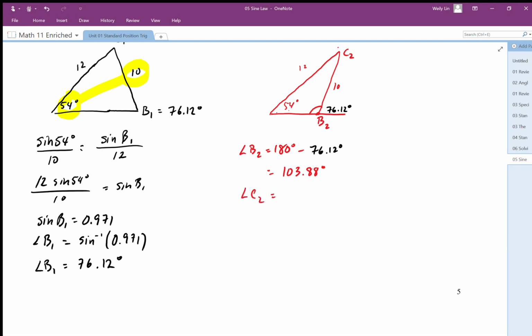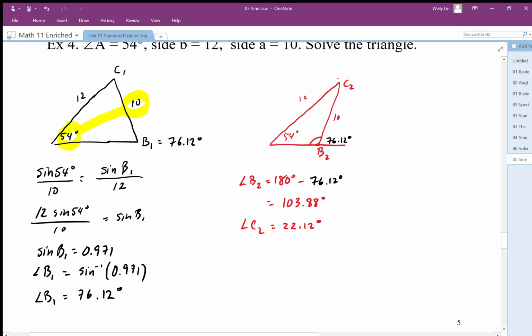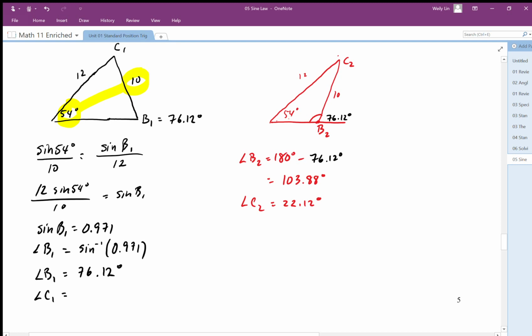Angle C2 is going to be 180 minus 103.88 minus 54 degrees as well. So angle C2 is 22.12 degrees. The angle up here in the other triangle we call C1. So angle C1 will do the same thing. It's going to be 180 minus 54 minus, in this case, 76.12 degrees. It's going to give us 81.88 degrees. So this angle in here is 81.88 degrees. This angle up here in this triangle is going to be 22.12 degrees. So there we've solved for the three angles of that triangle.